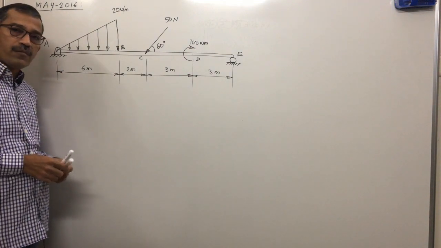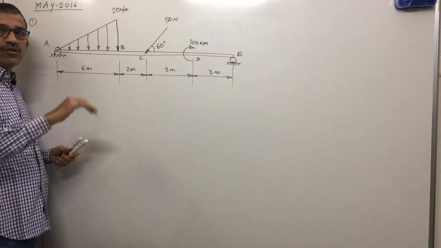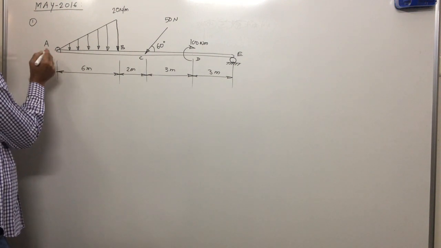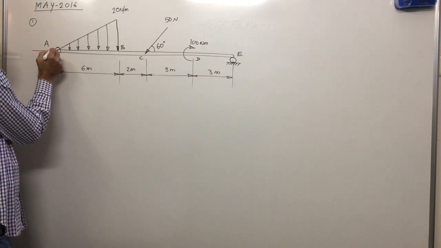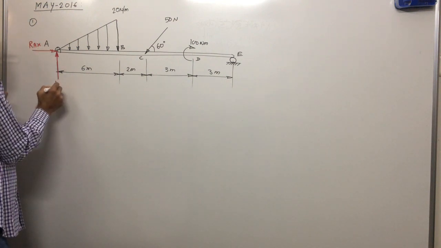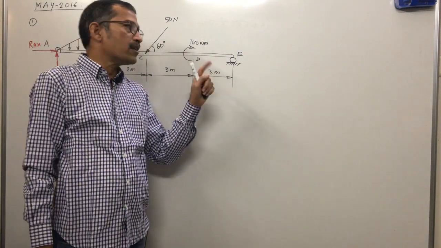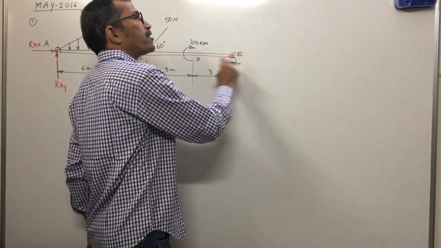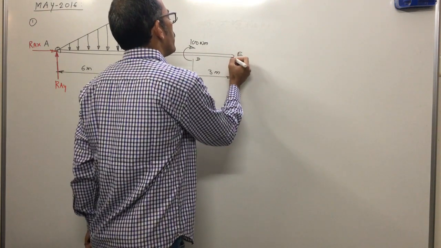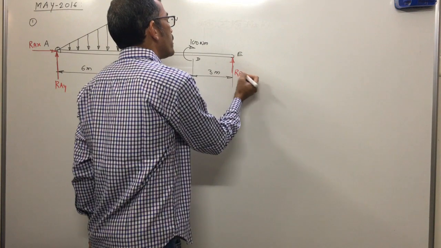We will draw the free body diagram. When we draw the free body diagram, we will not represent these supports. Instead of the support, we will represent the support reaction. Hinge support means how many reactions? 2 components of reaction, so we get RAX and RAY. Roller support, how many reactions? Only one reaction, perpendicular to the contact surface. The contact surface is horizontal, so the reaction acts vertically upward. The name of the end point is E, so the name of the reaction is RE.